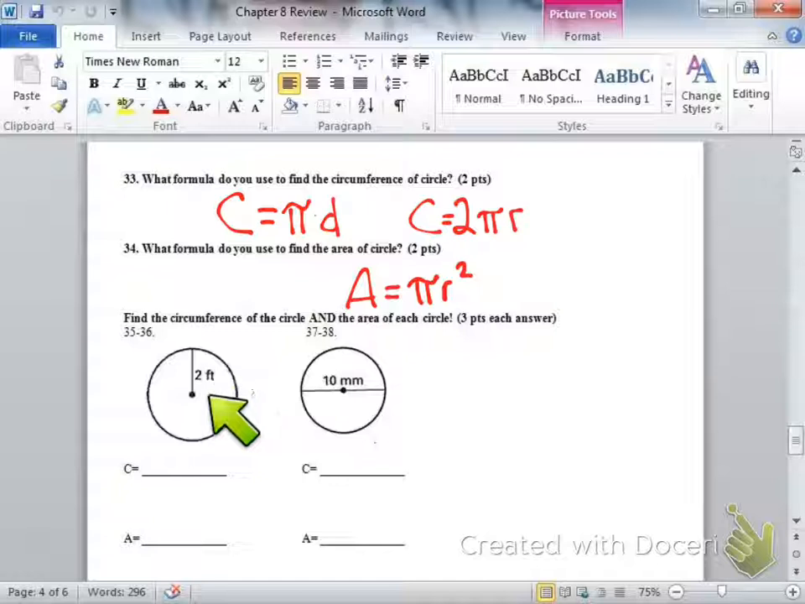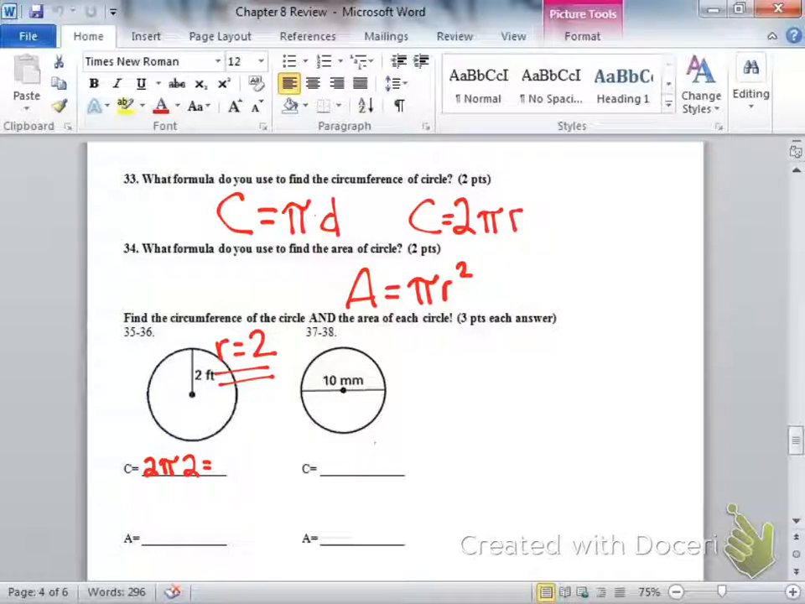Alright, so jump down here. I basically just gave you 2 circles, but 2 problems each, so it's like 4 total problems. Are we given the radius or the diameter in the first one? Yeah, 2 is the radius, so I am going to use 2 pi times the radius, but the radius here is 2.